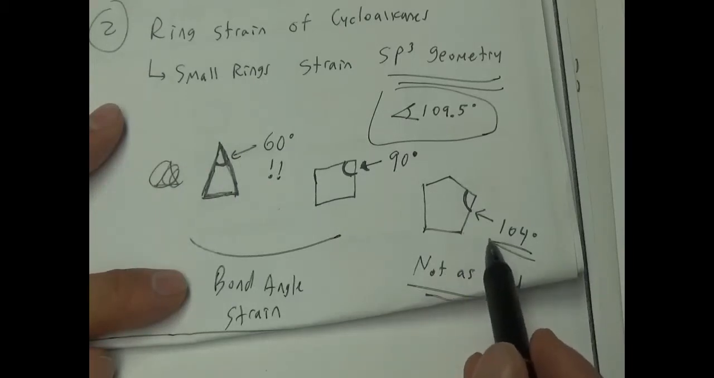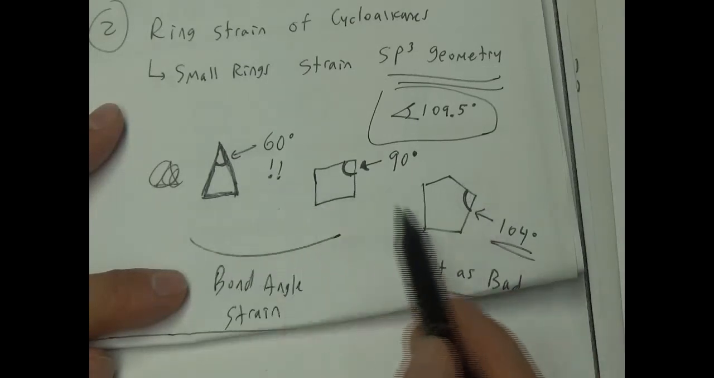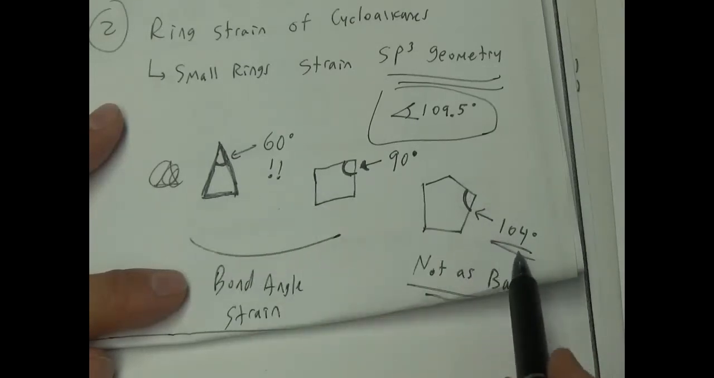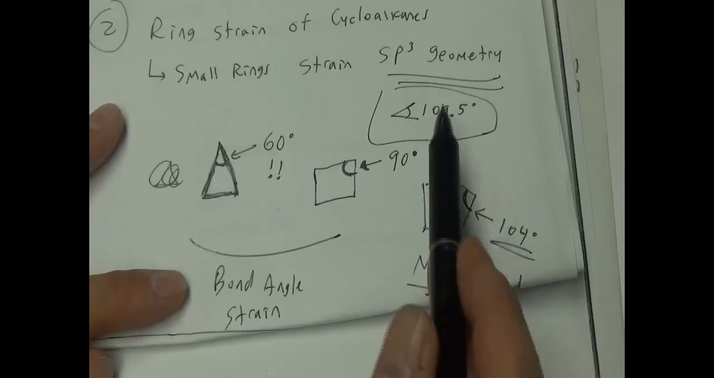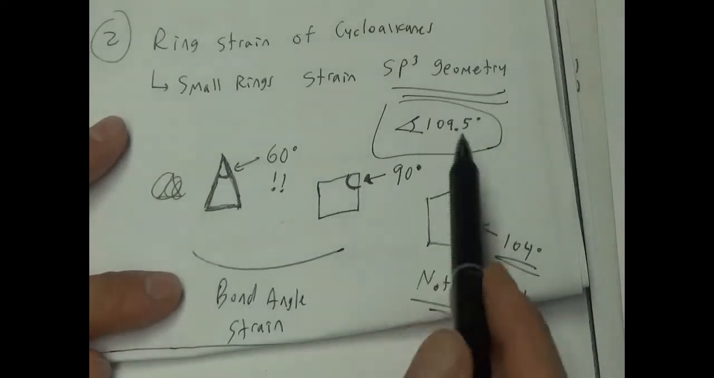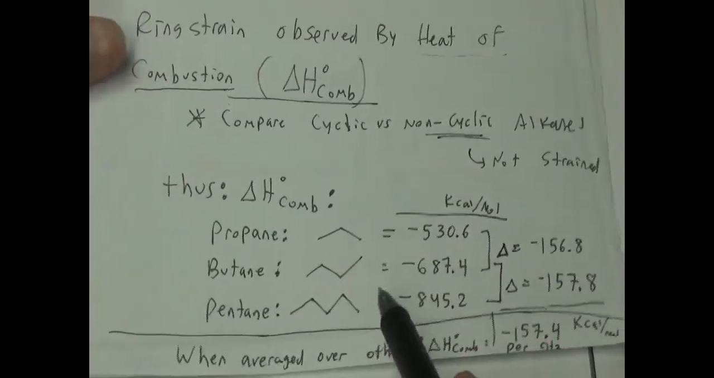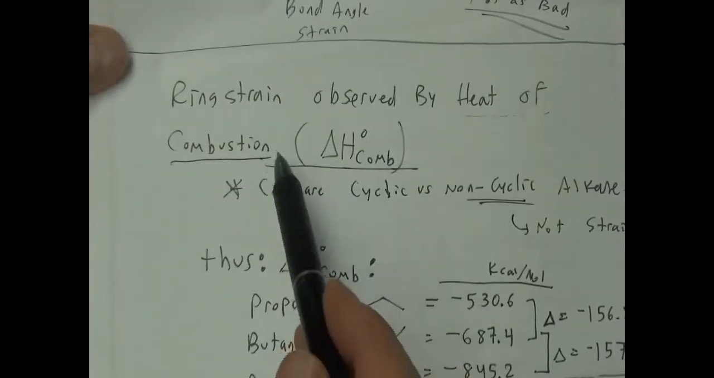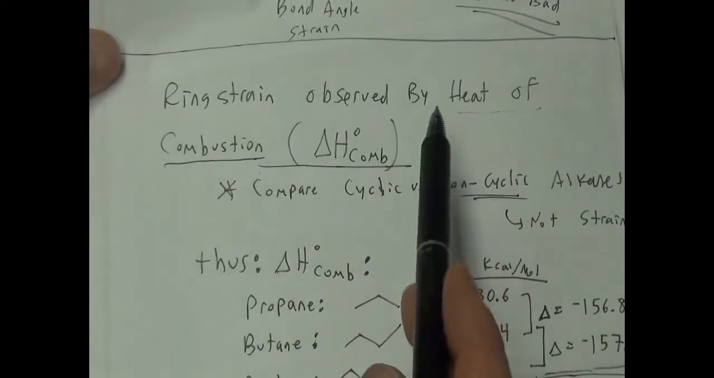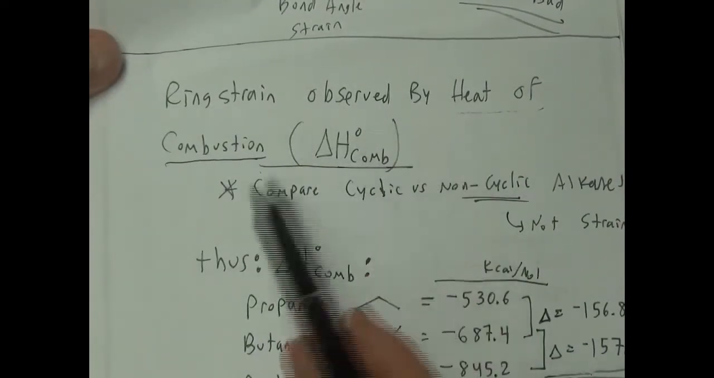And that was due to, in this kind of planar conformation, it's about 104 degrees. Remember, sp3 geometry is 109.5. So what we did last time is we showed, at the end of the lecture, we were quantifying the concept of ring strain using heat of combustion.